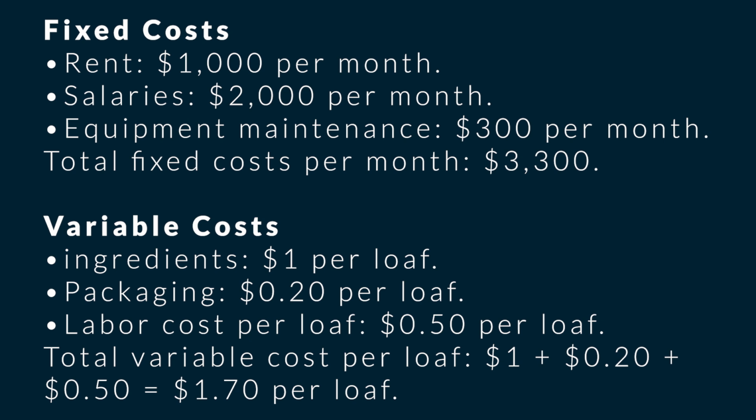So in this case, let's assume that our fixed cost, okay, so the rent is 1,000 per month, salary is 2,000 per month, equipment 300, which makes our total fixed cost to be 3,300. But then our variable cost, okay, in this case, one loaf, so ingredients, $1 per loaf, packaging 0.2 per loaf, labor cost 0.5 per loaf, which makes our total variable cost to be $1.7 per loaf. You already know that the fixed cost doesn't change. We are assuming that at 100, you're already covering your cost.